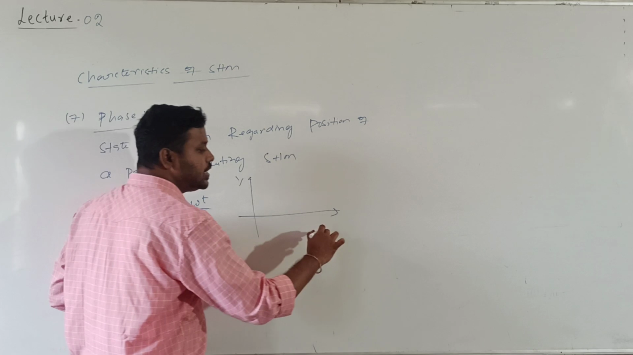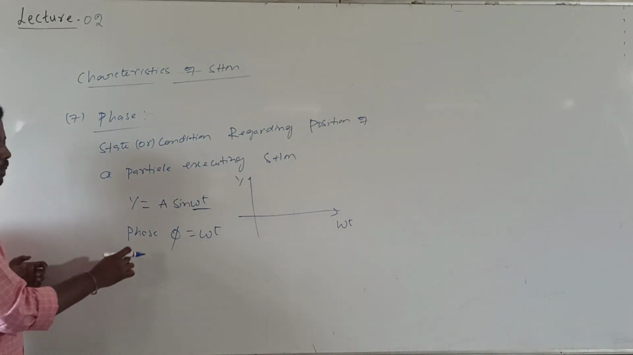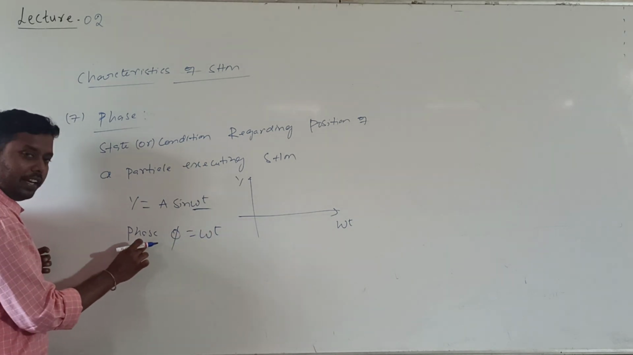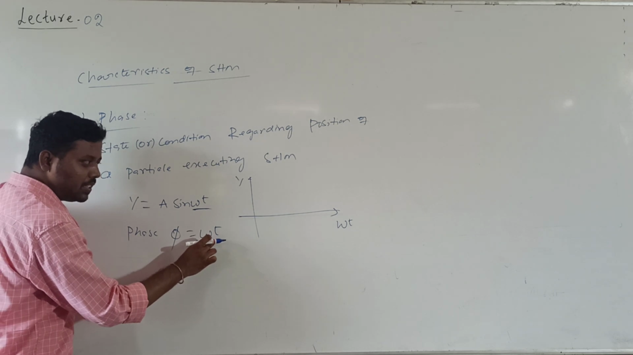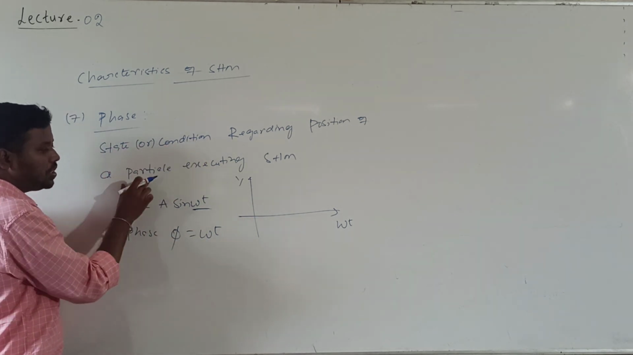Now corresponding to this y is equal to a sin omega t, how does the y value change with omega t? In place of omega t, what can I write? Phi. So phase is nothing but an angle. Phase is measured by measuring the angle. Phase tells us the position of a particle.